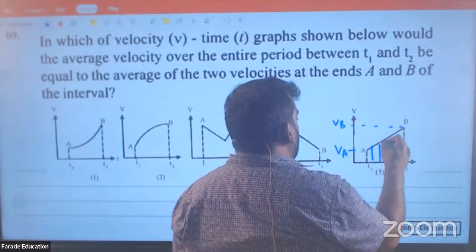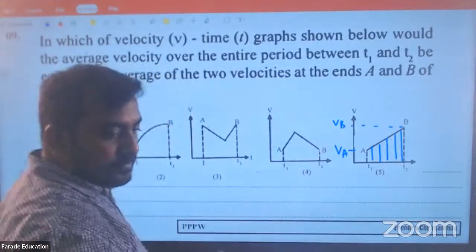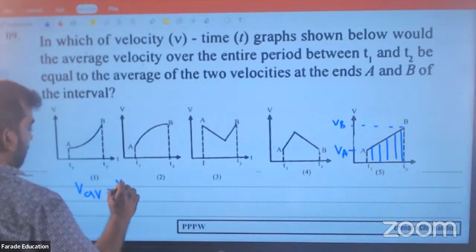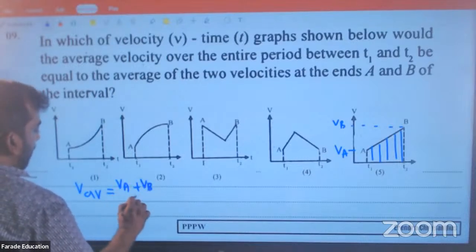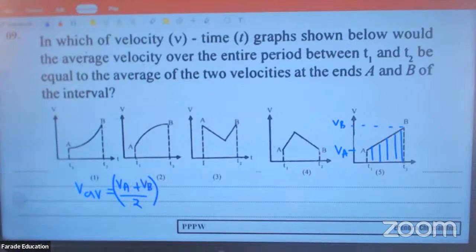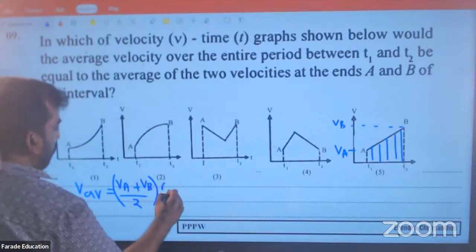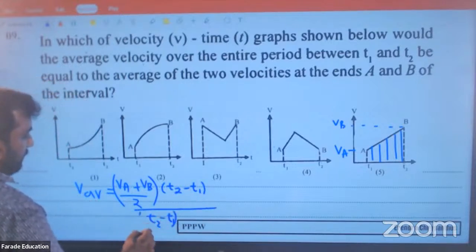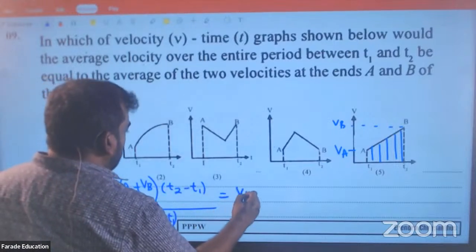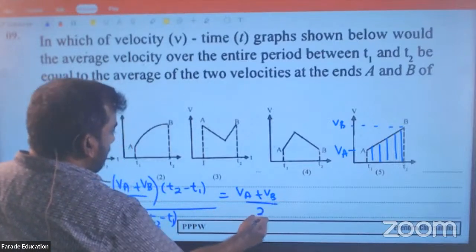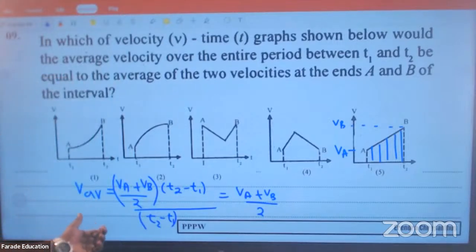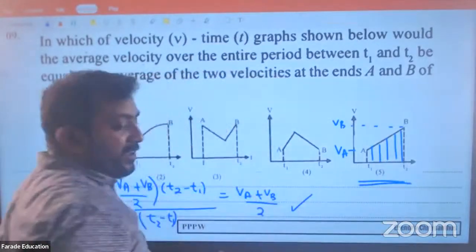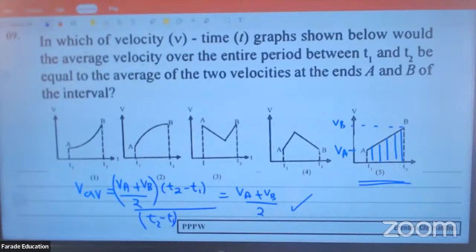Average velocity is total displacement divided by total time. The total displacement is the trapezium area, VA plus VB divided by 2, into time T2 minus T1. That divided by total time T2 minus T1. T2 minus T1 cancels off. That is VA plus VB divided by 2. So the average velocity is equal to the average of both the velocities at the ends. Correct answer is answer number 5.